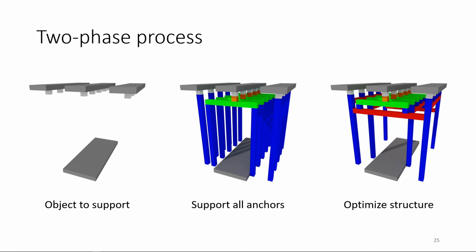This is the role of the second synthesis step, which takes this first result and optimizes it by relaxing the set of constraints, allowing the creation of bridges, here shown in red, between pillars. This makes the structure more robust and material efficient.